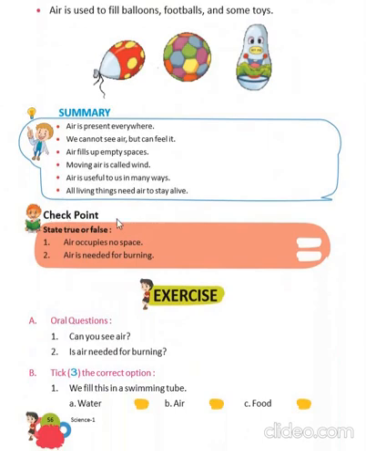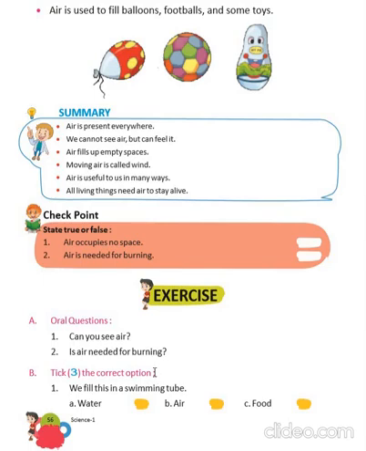Now come to this checkpoint. Here you have to write whether the statement is true or false. Let's come to the first part. Air occupies no space. False. Air occupies space. As we have seen, when we blow air in the balloon, it occupies space. Air is needed for burning. True. Now come to the exercise part. Oral questions. Can you see air? No, we cannot see air. Is air needed for burning? Yes, air is required for burning.